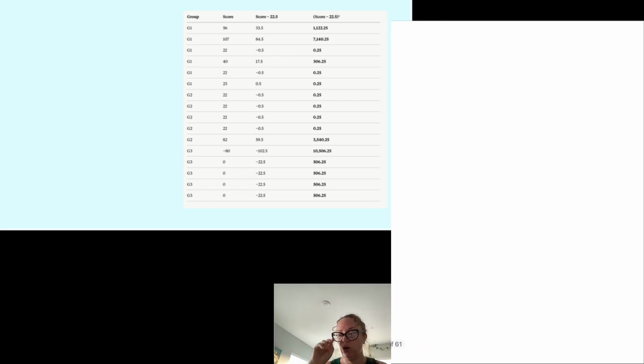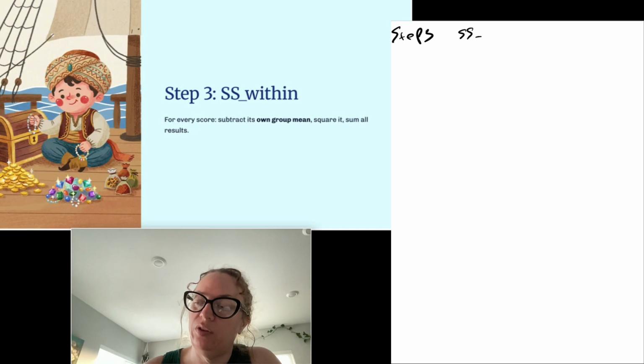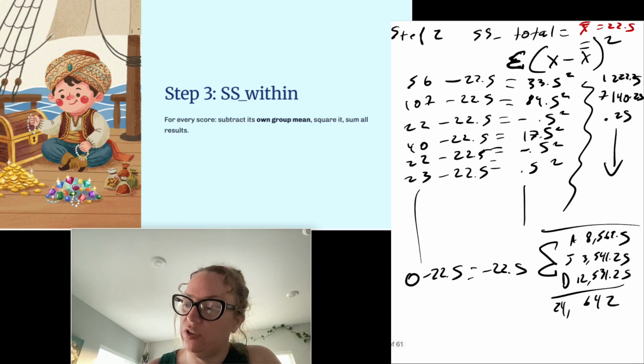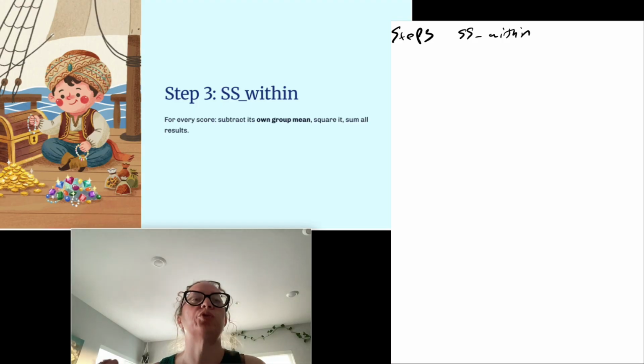So step 3, we are going to calculate the SS within. So we did the SS total, then now we do the SS within. Okay, so for each score, you're going to subtract the mean of its own group, not the grand mean, but the group mean, then square it, then sum across all the scores in each group. So this is the variability within each group. This is the noise. The scores bounce around within their group. Even if the group mean is constant, within each group there could be a lot of variability. So we need to know how much noise there is within the groups before we can compare the groups.